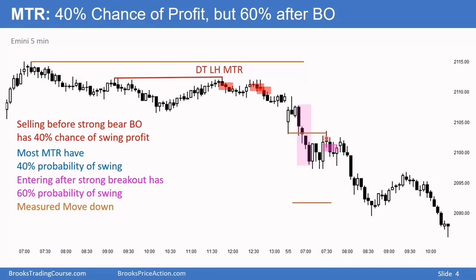We got a little bit of overlap. This bar pulled back a little bit above that breakout point. It's a negative gap. Still, you have to be thinking about a potential measured move. And we fell for more than a measured move.